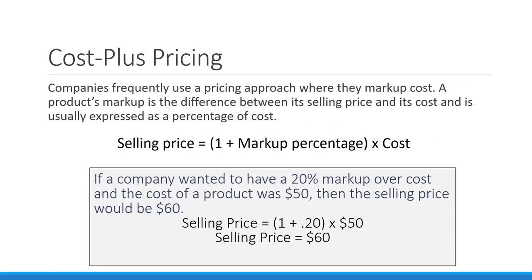We've talked about cost plus pricing in a previous chapter. So this is where we use a markup rate. We take our total cost and add a markup percentage. So in this example, we want a 20% markup over cost, and the cost of making the product is $50, or the cost of buying the product if we're a merchandiser and we don't manufacture. Then our selling price would be $60, or whatever the 1 plus the markup percentage times our cost is.